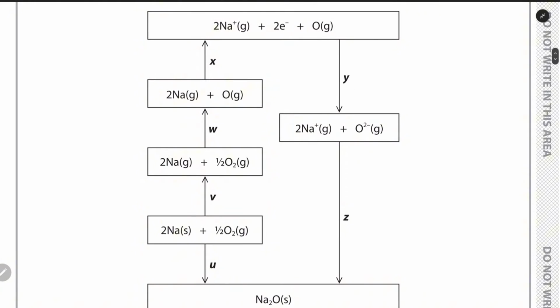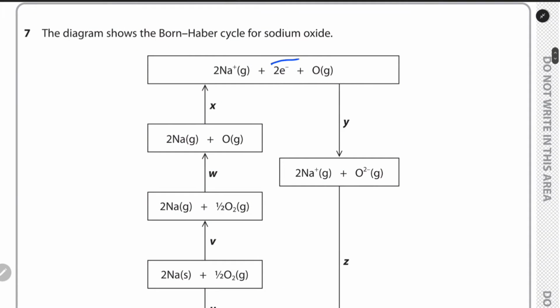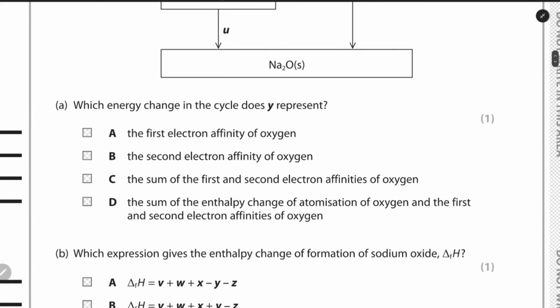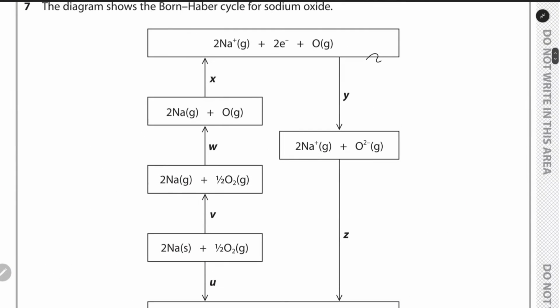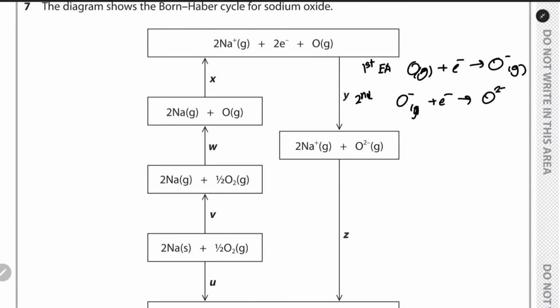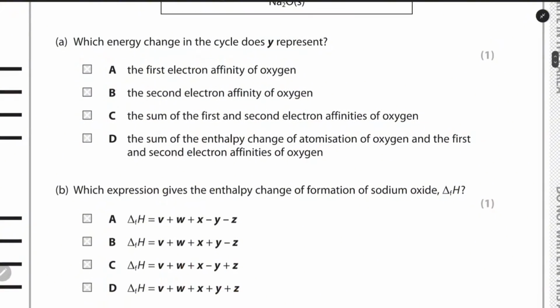So Y is this. The change we have over here is the oxygen going from O without any charge to O2 minus. So this is the sum of the first and second electron affinity. The first electron affinity will convert this oxygen gas plus 1 electron into O minus gas. This is the first electron affinity. And the second electron affinity will turn that O minus gas and electron into O2 minus gas. So this is the sum of first and second electron affinity. C is our answer.